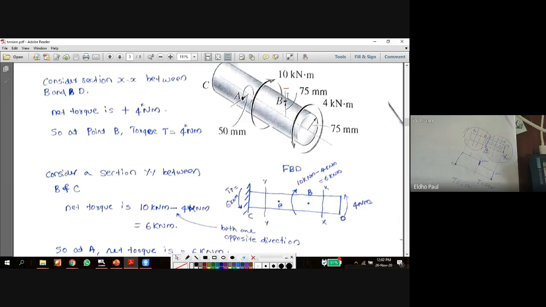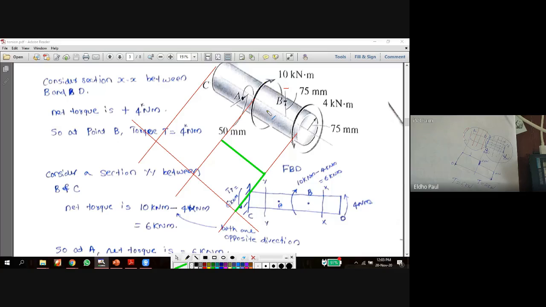What about this problem? This is the distribution. Here at this point, we have 4 kilonewton, which is clockwise. So we got clockwise 4 kilonewton. And in between there is no variation. It is constant.